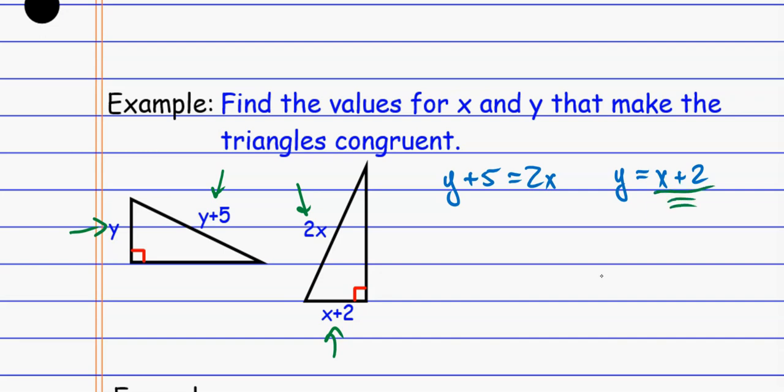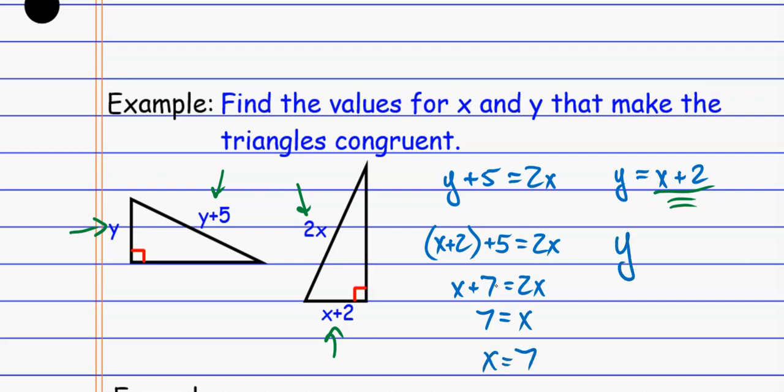Right here, y equals the x plus 2. So I'm going to plug that in for y over here. So I replace y with an x plus 2. And now I solve. Here I combine like terms. I'm going to subtract that x. So I've got x equals 7. And now I plug it back in up here. So y equals 9. Okay? These are the values for x and y that I want in order to make these two triangles the same. Okay?